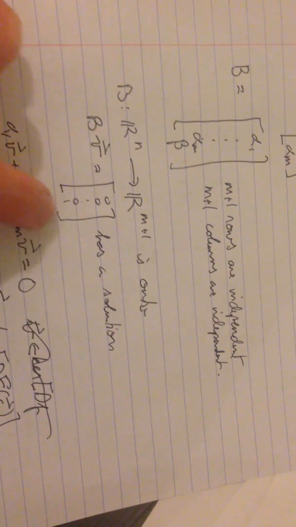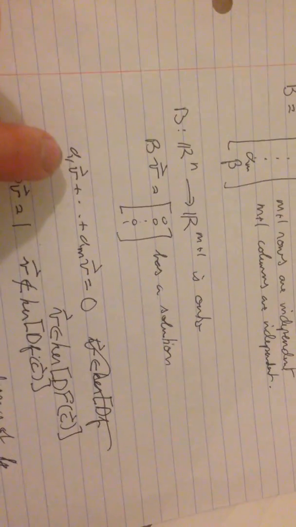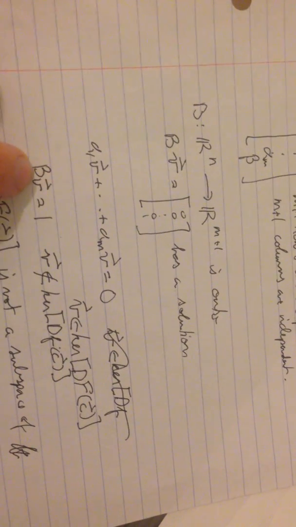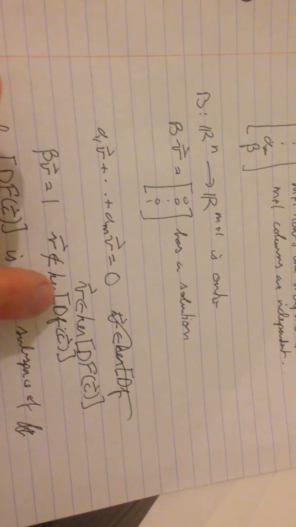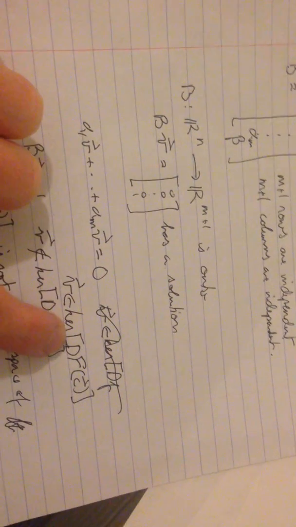Because it's onto, for this vector in R^(m+1), we can find some vector V such that B times V is equal to this. But then, since we have all of these zeros, our alpha 1 times V, etc., are all equal to 0. But then our beta, the row vector times V, is equal to 1. So that means that V is not in the kernel of D little f, but it is in the kernel of D big F, which implies that the kernel of D big F is not a subspace of the kernel of D little f. And of course, we need it to be a subspace in order for this to be a constrained extremum, a constrained critical point, I should say.